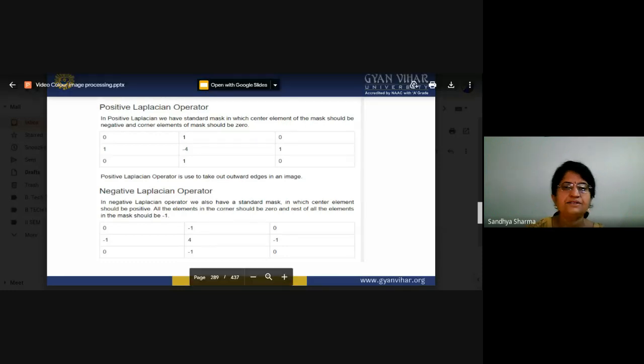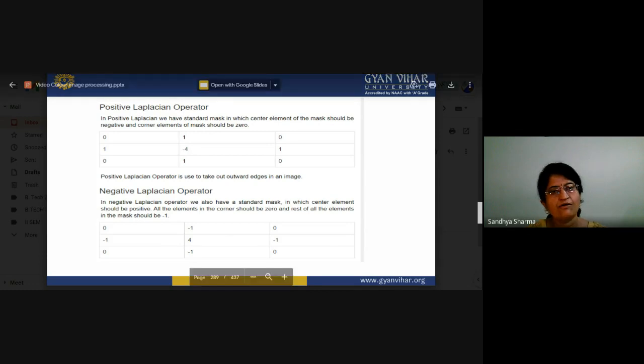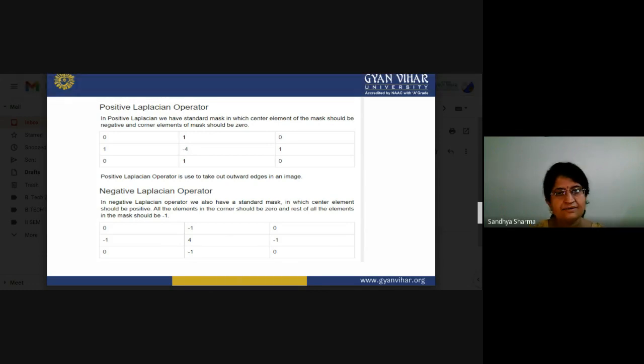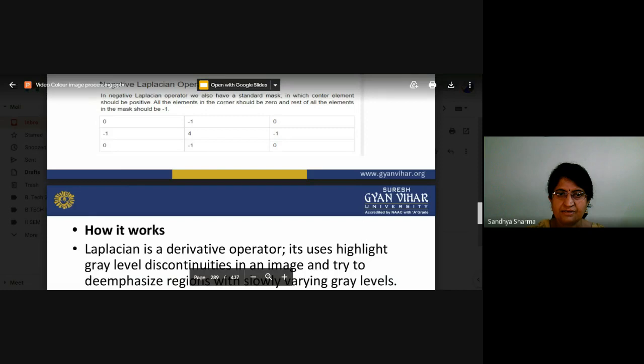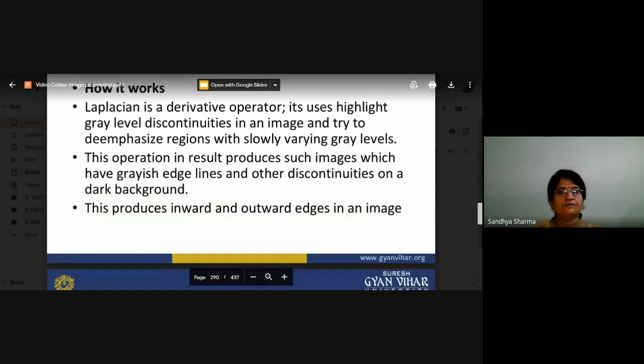Now, the negative Laplacian operator. In the negative Laplacian operator, we also have a standard mask in which the center element should be positive, all the elements in the corners should be 0, and the rest of the elements of the mask should be -1. So that is just the reverse of our positive Laplacian operator. And by using these two masks, you can enhance the sharpness of the signal. So how does it work?